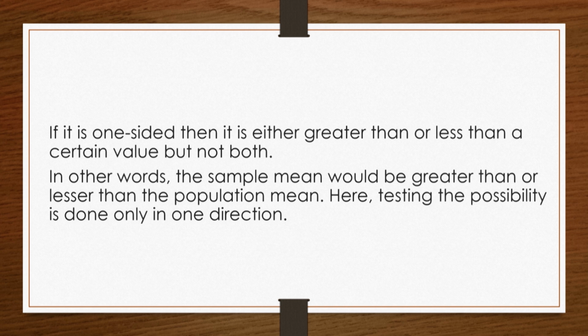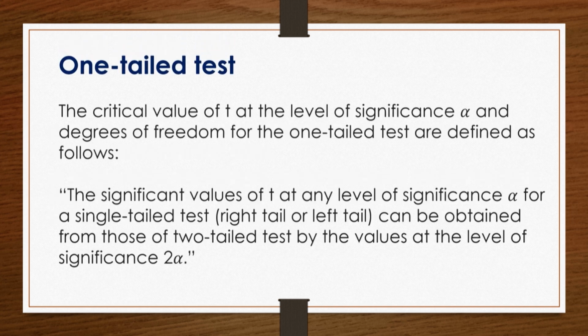If it is a one-sided test, then it is either greater than or lesser than a certain value, but not both. In other words, the sample mean would be greater than or lesser than the population mean. Here, testing the possibility is done only in one direction, one-tailed test.